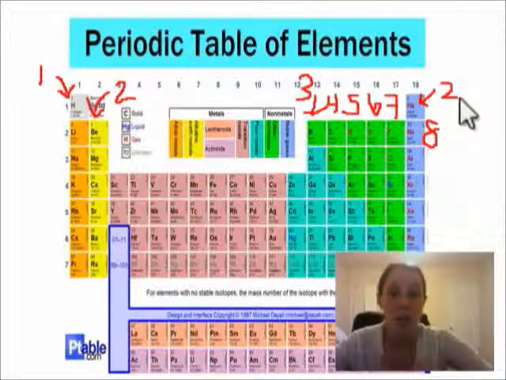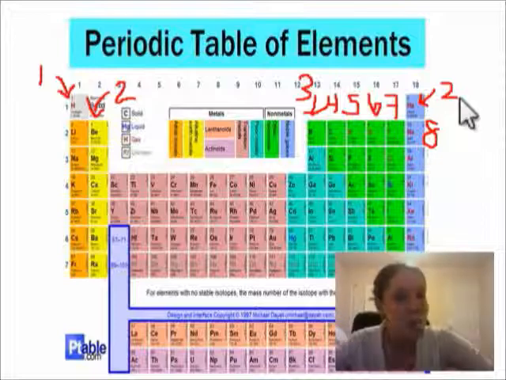So we care a lot about these outermost electrons because in order for atoms to bond, they have to either give up, take, or share their electrons with another atom. Electrons are like atomic glue. They're what hold different atoms together. And so the number of valence electrons is going to determine whether or not an atom wants to bond and who it wants to bond with.